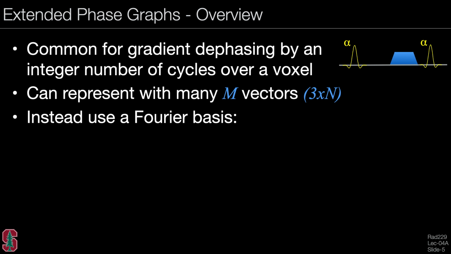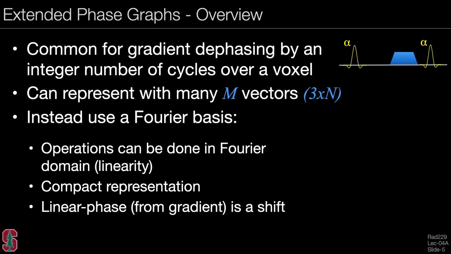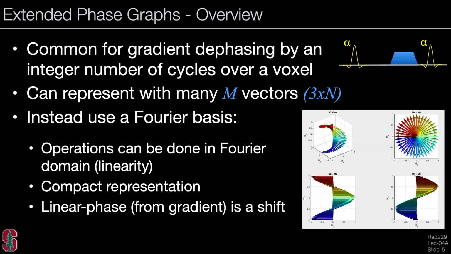However, instead we can actually use a Fourier basis. The advantages of this are that operations can be done in the Fourier domain because of linearity. This is a very compact representation of numerous magnetization vectors, and the linear phase from a gradient is a simple shift. So this is a picture of a single cycle of twist due to a gradient, and we'll see how this is represented using this Fourier basis.